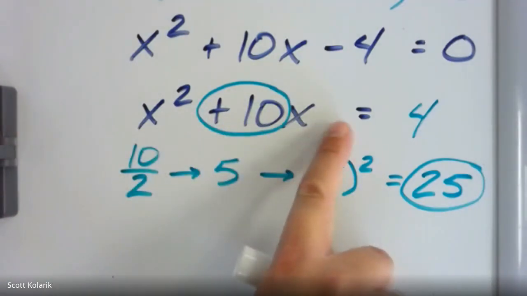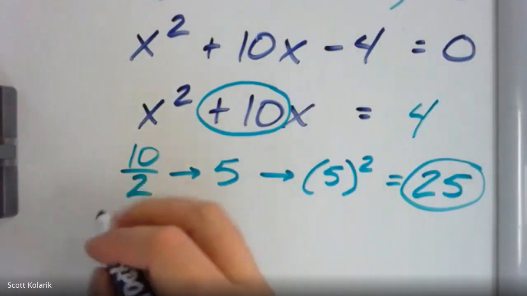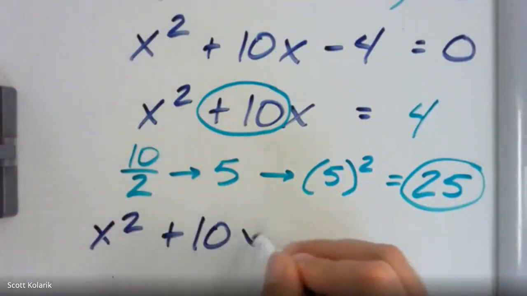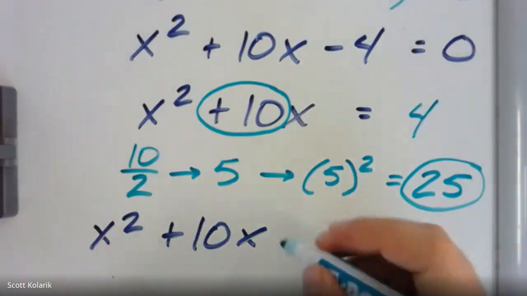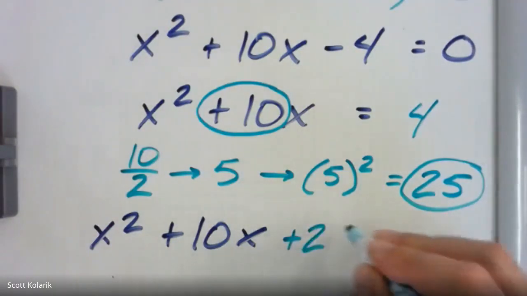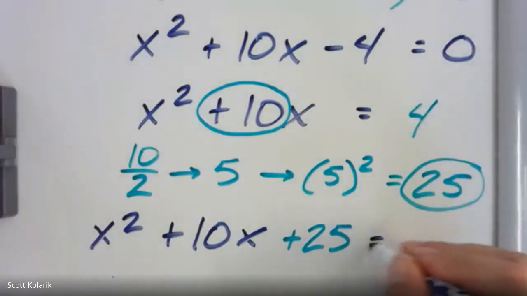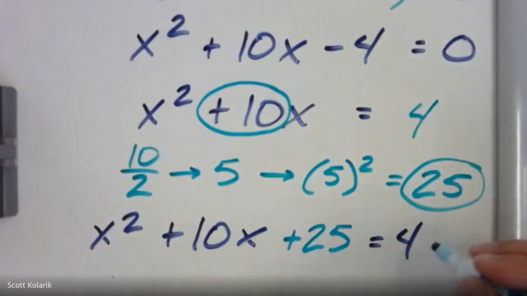But in order to balance the equation, I also need to add it over onto the right side of the equation. So my new equation will be x squared plus 10x, and then I'm going to add that 25 to the left-hand side to make a perfect square trinomial on the left. But on the right, that 4 is still there. But in order to balance this equation, I need to add that 25 on the left-hand side as well.